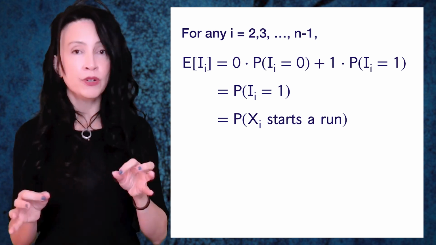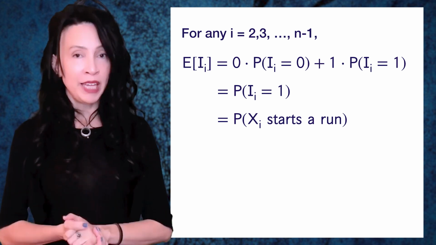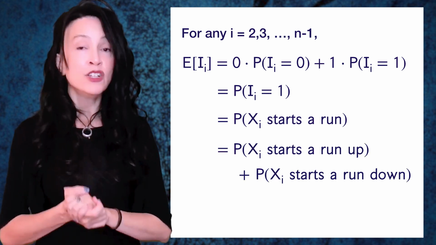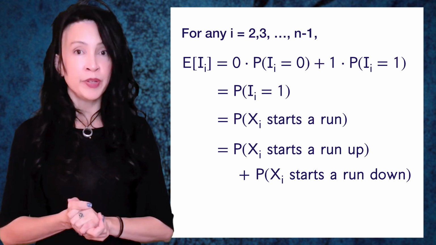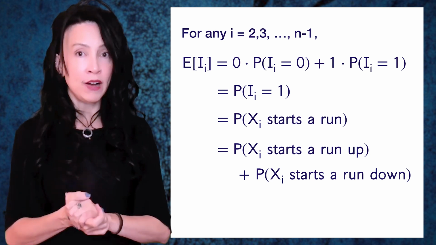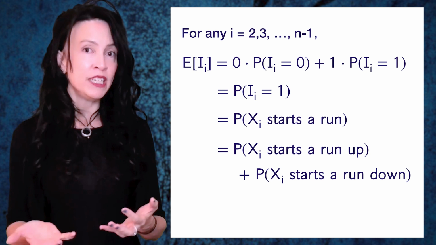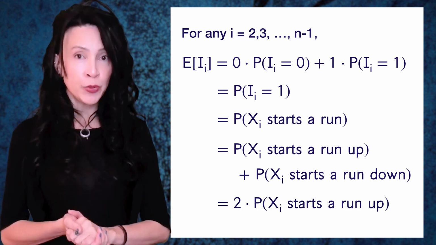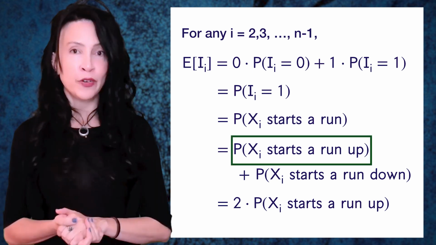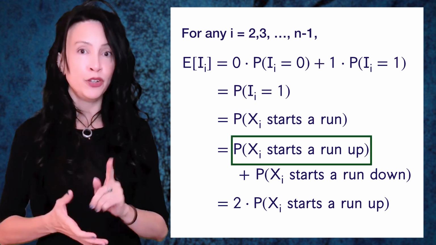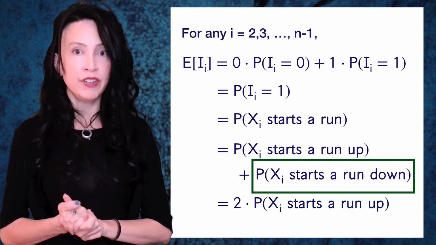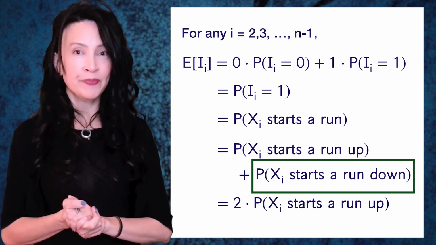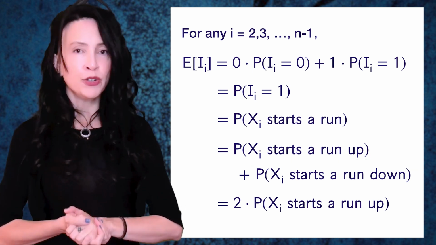This is any run, so there are two events here. This is equal to the probability that x sub i starts a run up, plus the probability that x sub i starts a run down. I claim there's some symmetry here and that these two are the same, so this is 2 times the first one. We'll compute the first one, and you can go through the same method to compute the other one to convince yourself that the two are the same. The probability that x sub i starts a run up.